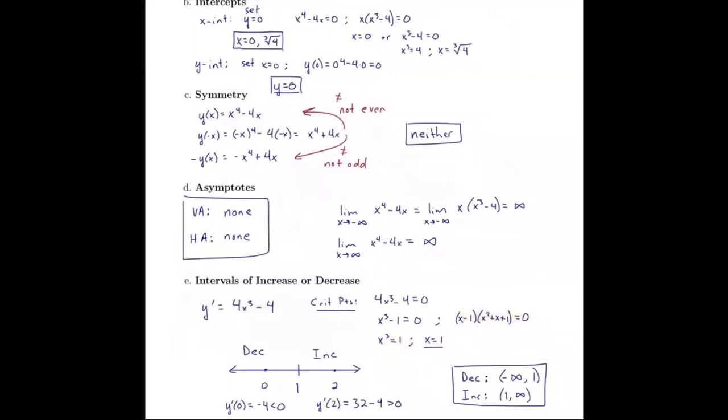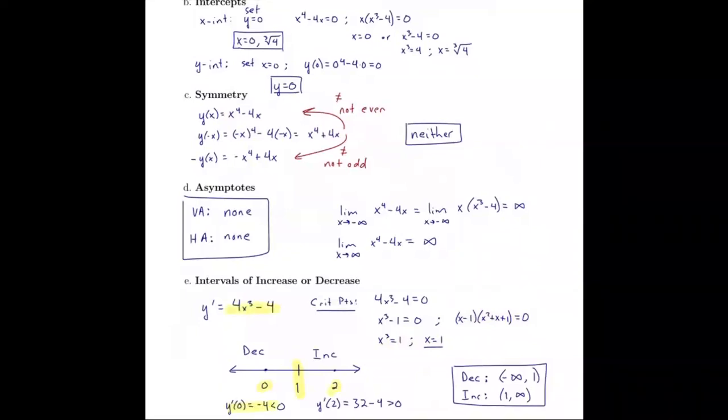So we only have one critical point. So we're going to place that on a number line. Now I need a test value to the left of 1. Why not 0? I need a test value to the right of 1. I'll use 2.